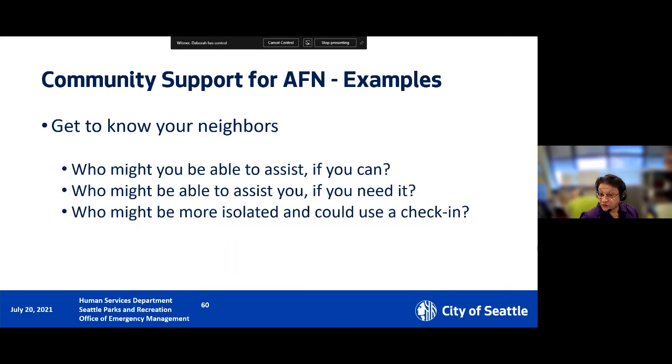Some good questions for you to think about are getting to know your neighbors. Who might you be able to assist if you can? Who might be able to assist you if you need it? And who might be more isolated and could use a check-in? These are the basic questions you can start to ask as you and your neighbors get together, and start to figure out how you're going to help each other and be all in it together when some major disaster strikes.